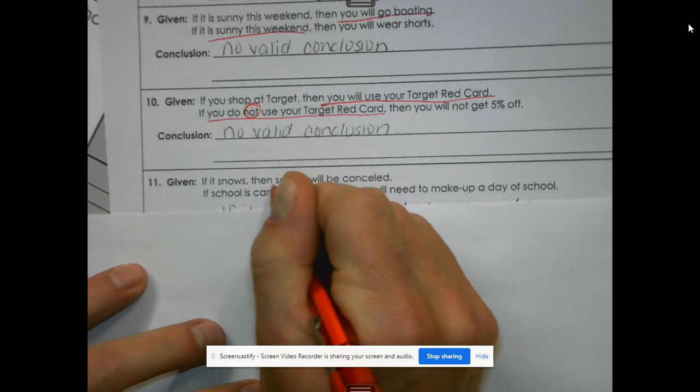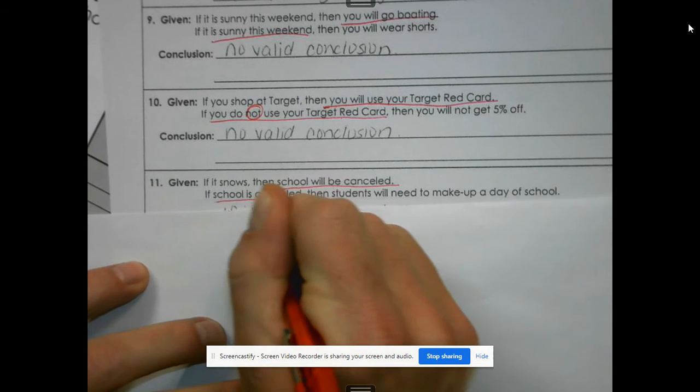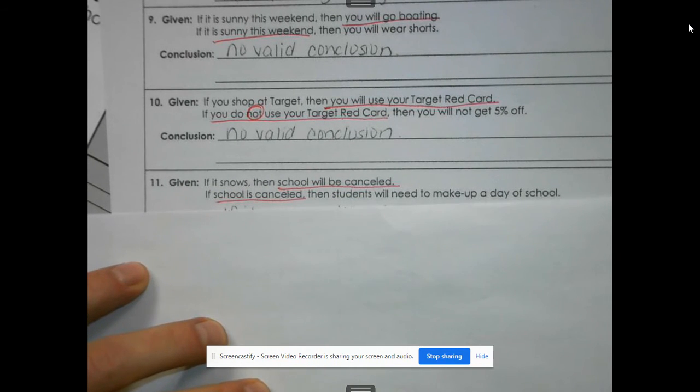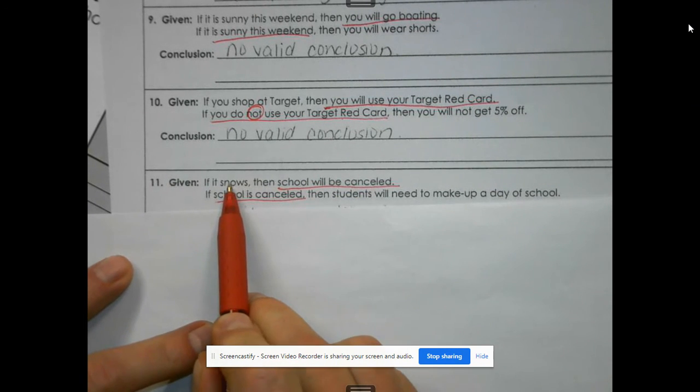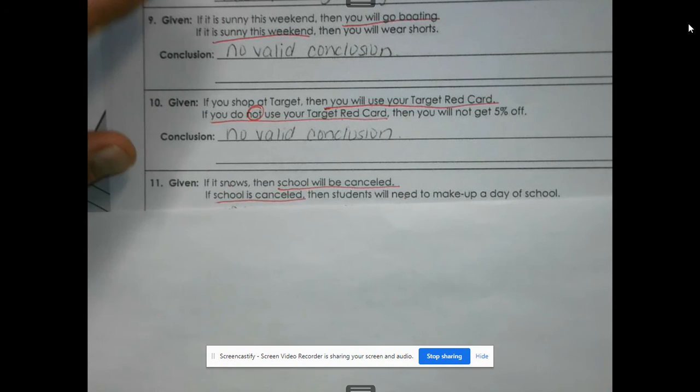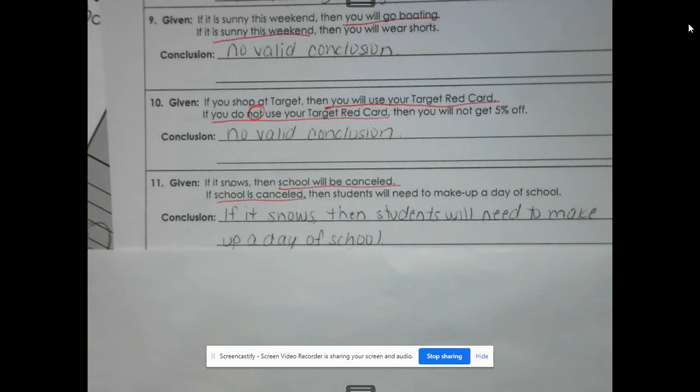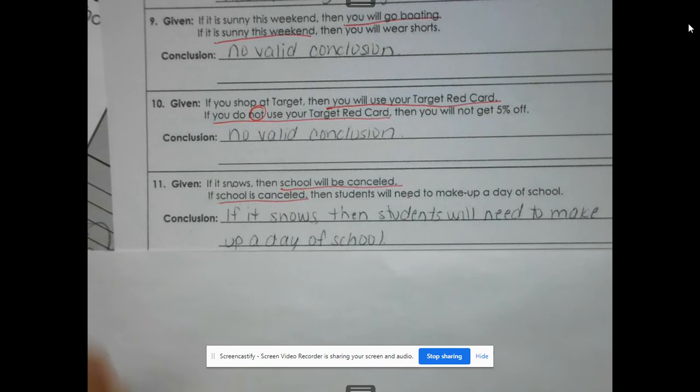All right. School will be canceled. School is canceled. Yes, they match up. Combine the hypothesis from the first with the conclusion of the second to write your law of syllogism. And there it is. If it snows, then students will need to make up a day of school. Got it? Check. Good.